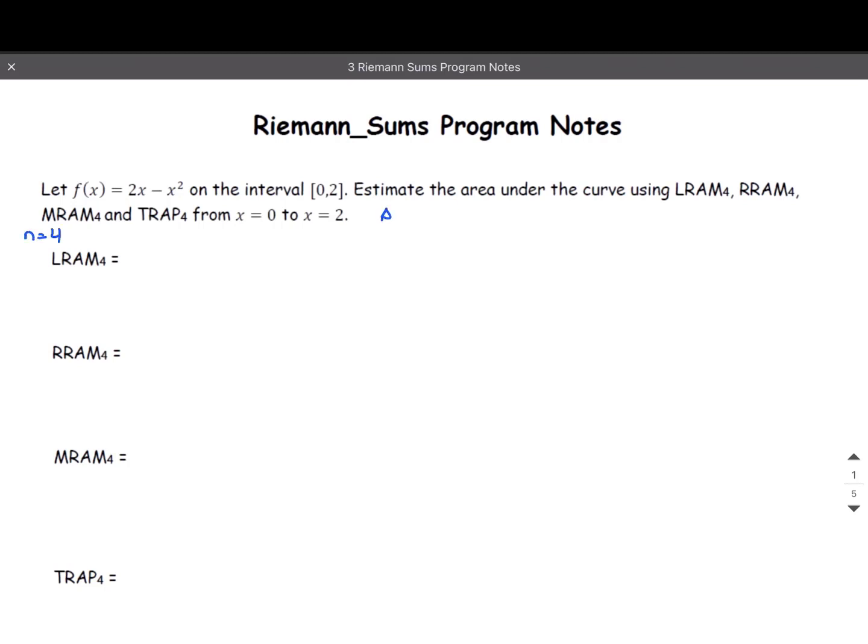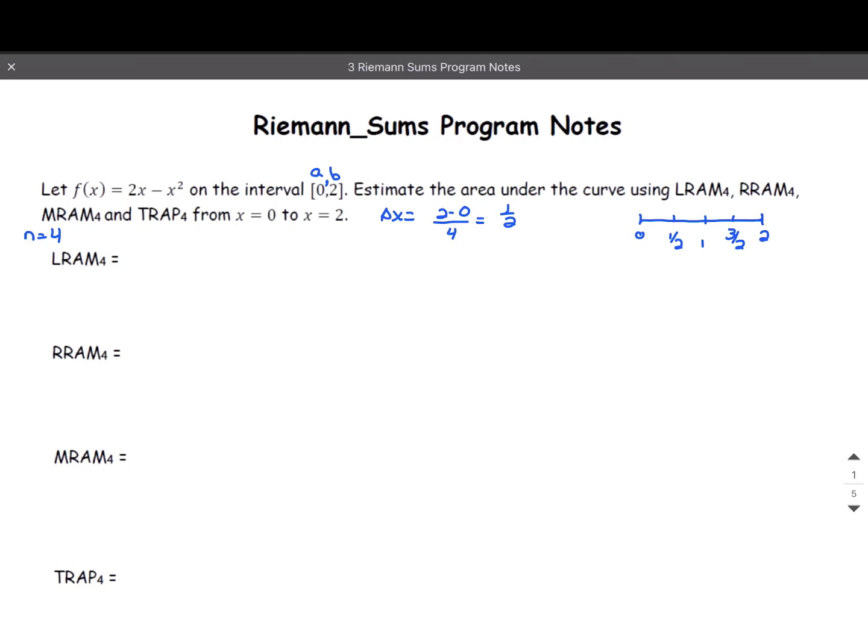We also need to know our delta x. Our interval goes from 0 to 2, which means we do b minus a, so 2 minus 0, over the number of subintervals, which is 4. So our delta x is 1/2. Which means when we separate this from 0 to 2, we're going to separate it at 0, 1/2, 1, 3/2, and 2. The length of each subinterval will be 1/2.